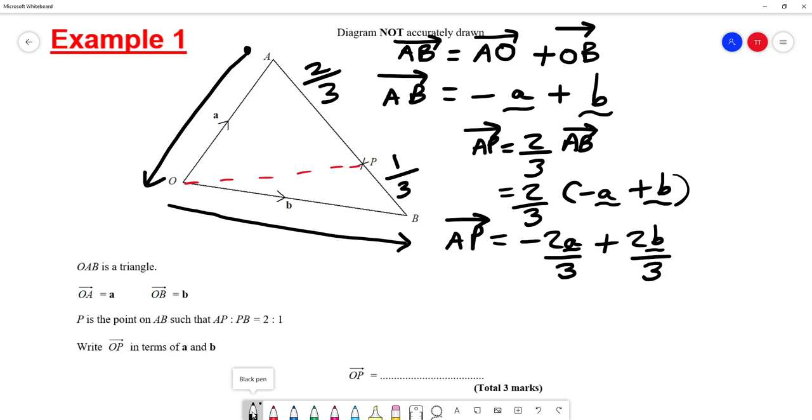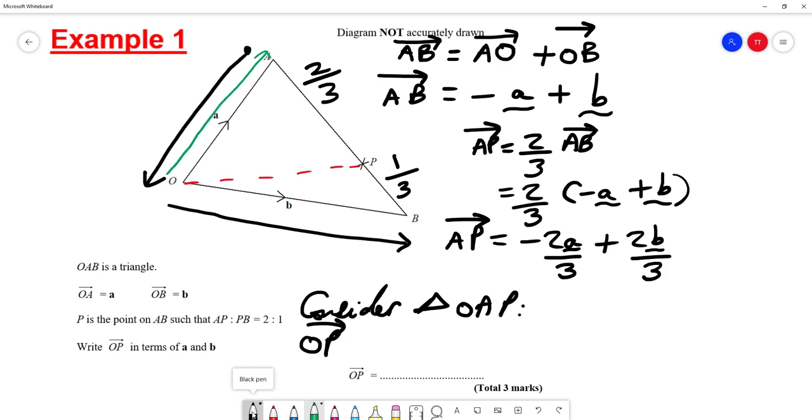So now that we've got that, we're in a process to work out this vector OP. So I'm going to say consider triangle OAP. Now we can say that OP, now let's do this in green, it's going to be the vector O to A plus A to P, like so. So we can say OP is the vector OA plus the vector AP.